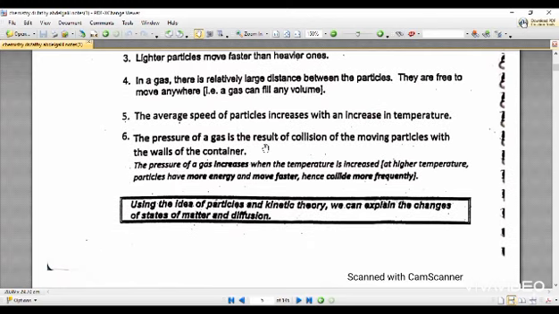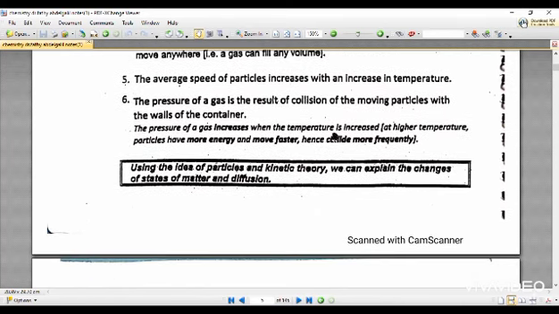Number six, the pressure of a gas is the result of collisions of the particles moving with the walls of the container. What does that mean? If I have a balloon, this is a closed balloon, and my pen represents the particles of the gas inside the balloon. Is there a pressure inside this balloon? Yes, there is. Where does the pressure come from? The pressure comes from these particles hitting and colliding with the walls of the balloon frequently.